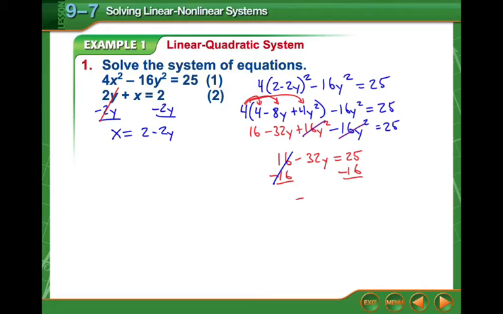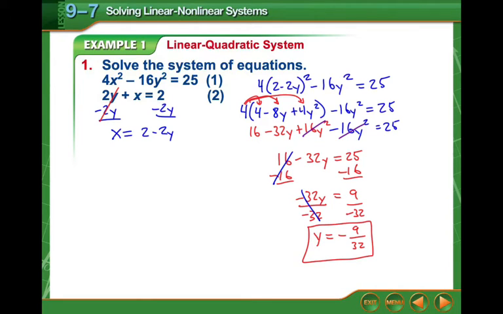So we have negative 32y equal to 25 minus 16, which is a positive 9. And we divide by negative 32 on both sides. We're going to get an ugly fraction out as our answer, but at least the work was not super complicated. So it's negative 9/32. So that's our y value.